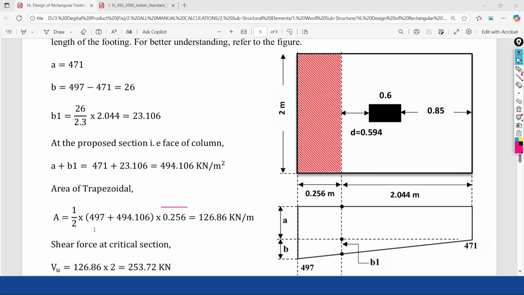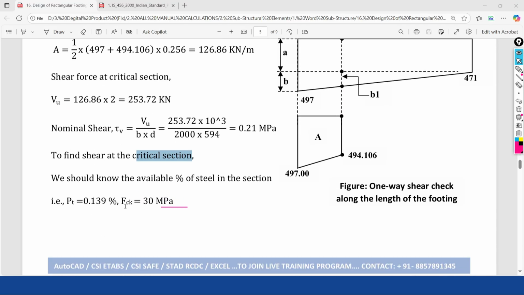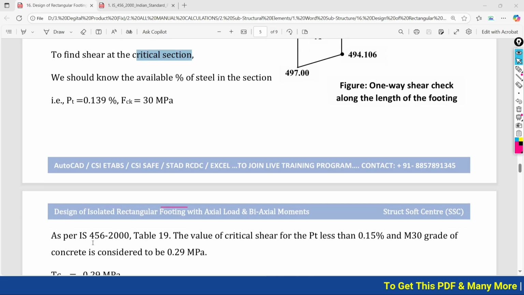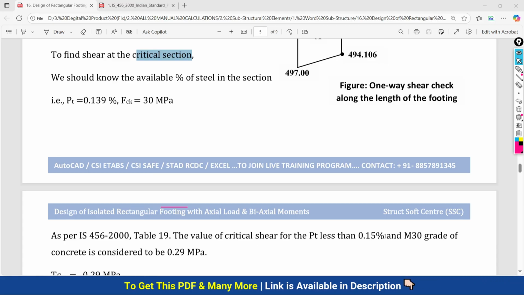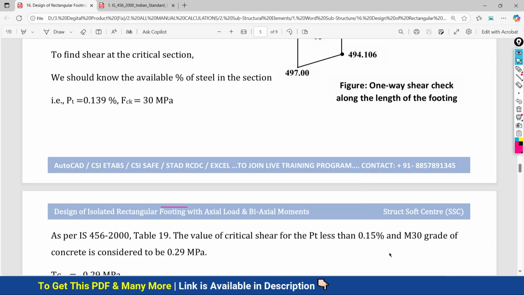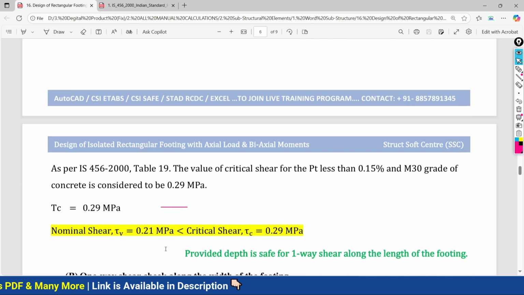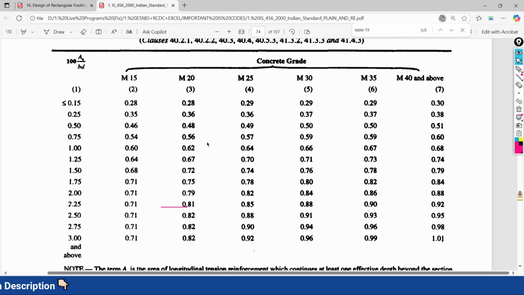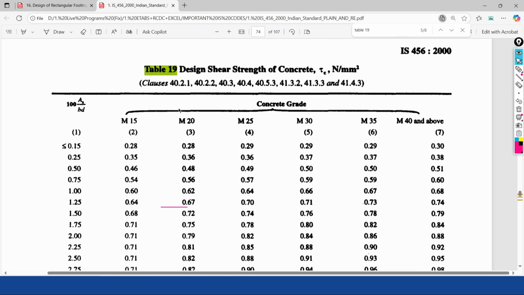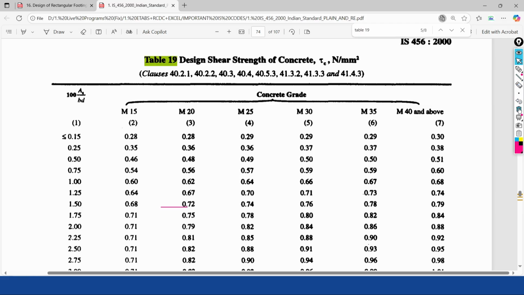So I am going to put here 0.139 percent, and the characteristic strength of the concrete is what? 30. We have to look at IS 456-2000 table number 19, the value of the critical shear for a percentage of reinforcement less than 0.15%, and for M30 grade of concrete it should be considered as 0.29. Have a look at IS 456-2000 page number 73, table number 19. So if your percentage of reinforcement is less than 0.15%, because our percentage of reinforcement is what?